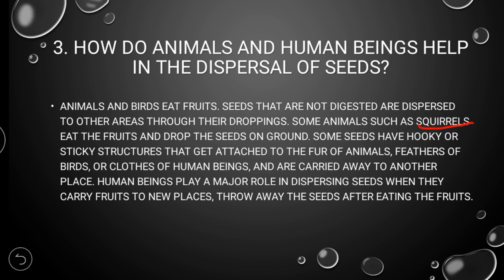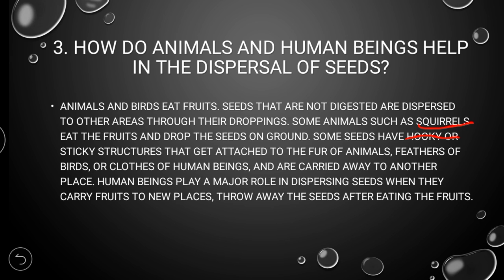Some animals such as squirrels eat the fruits and drop the seed on the ground. Some seeds have hooks, which are sticky structures that get attached to the fur of animals. They also attach to the feathers of birds and the clothes of human beings and are carried away to another place. Human beings play a major role in dispersing seed when they carry fruits to new places and throw away the seed after eating the fruit.